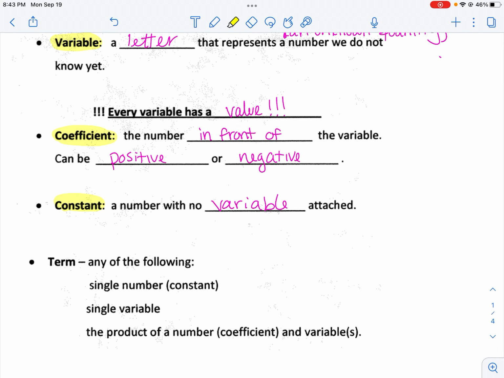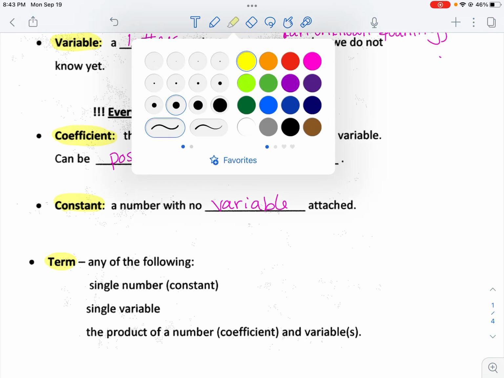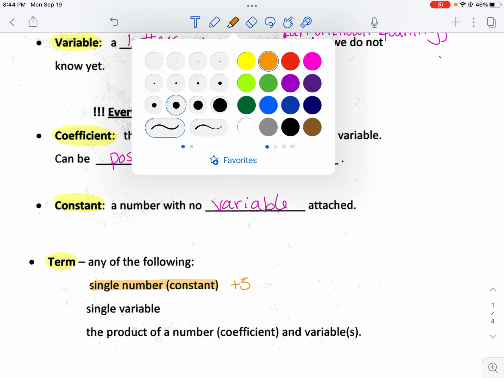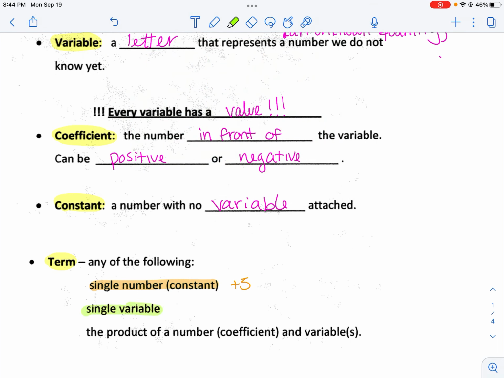And then term is the next word here. A term of an expression can be just a single number. So it could be just a constant, like plus 5 at the end. That might be the term. It's just a piece of the expression. And a single variable may count as a term.